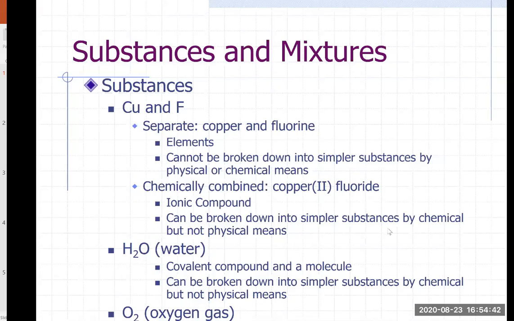Of course, an element could be broken down into its subatomic particles like electrons and neutrons and protons, but electrons and neutrons and protons are not a substance. They are a subatomic particle.